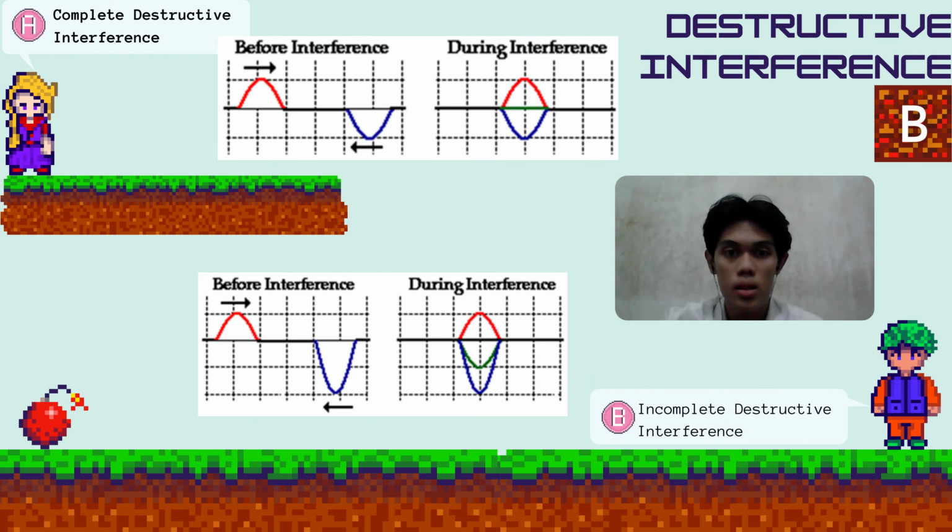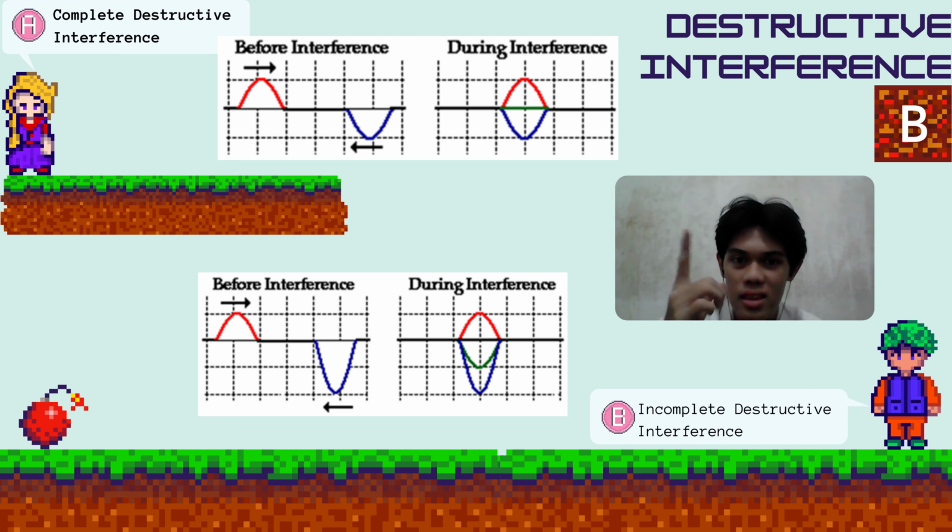Okay, destructive interference is the other type of interference. If the pulses are on opposite sides of the equilibrium position and meet each other at the same position, this can lead to a phenomenon called destructive interference, and it is divided into two types. The first one, complete destructive interference, is when two pulses have the same displacement but in the opposite direction and meet each other, so they cancel each other out and the resultant wave has zero amplitude.